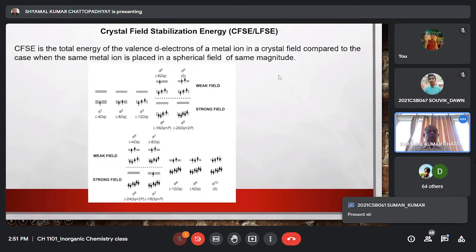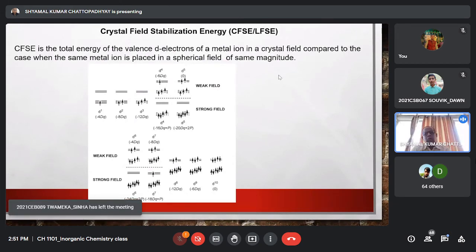That means we consider a metal ion in a spherical field of the same magnitude, and we consider the same metal ion placed in a crystal field of appropriate symmetry, and the energy change that is observed when you place the metal ion in a ligand environment of appropriate symmetry, so octahedral, square planar, trigonal bipyramidal, etc. So the energy change is called the crystal field stabilization energy, right?